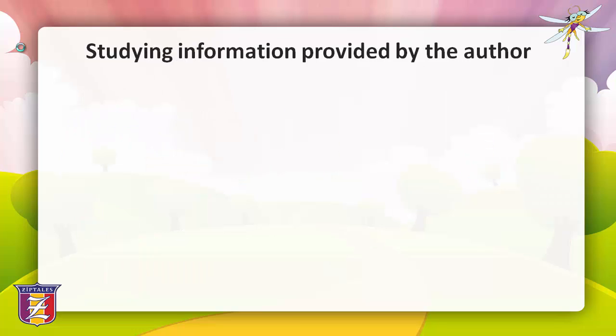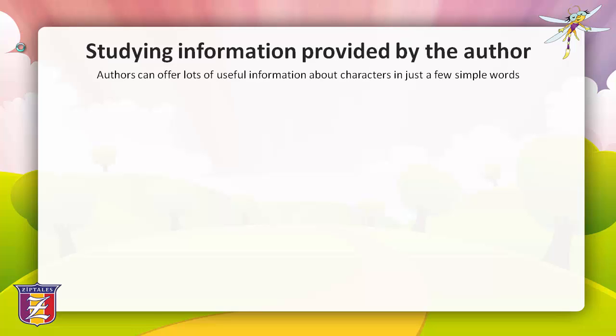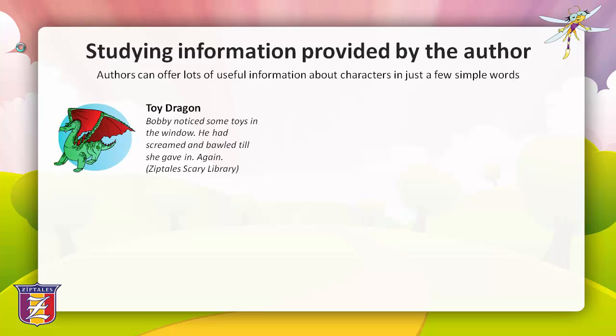Let's move on now to look at how we can study subtext by looking at information provided by the author. Authors can offer us invaluable information about their characters' thoughts, feelings, personality, and motivations, sometimes in just a few words. For example, in the story The Toy Dragon, Mrs. Phillips is walking with her son, Bobby, past a toy shop on their way to a doctor's appointment.